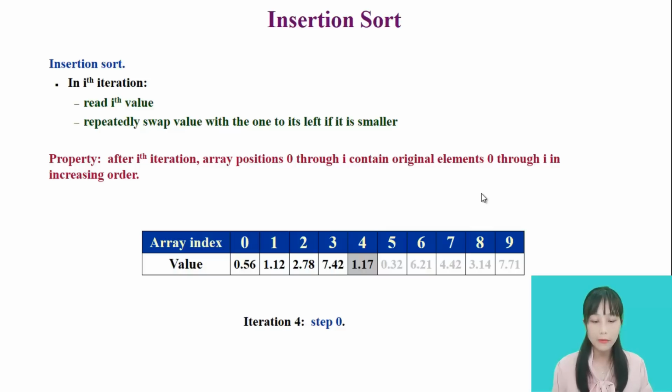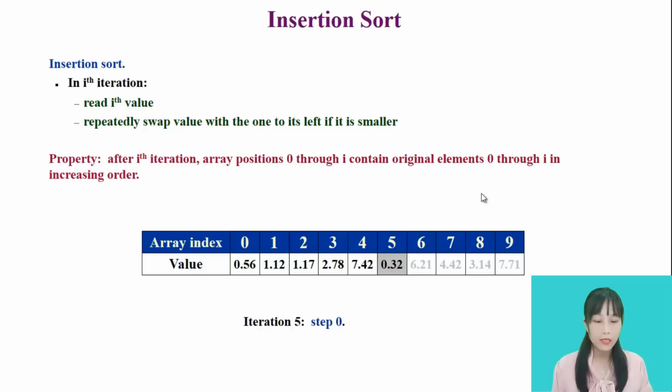Iteration 4, 1.17. Step 0. I noticed that 7.42 is greater than 1.17. I will swap it. Step 1, 2.78 and 1.17. I will swap it. Step 2, no swap.